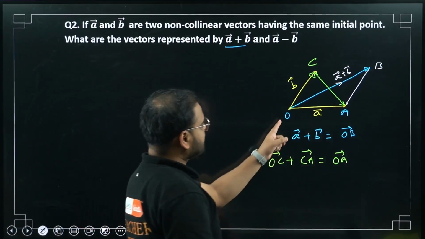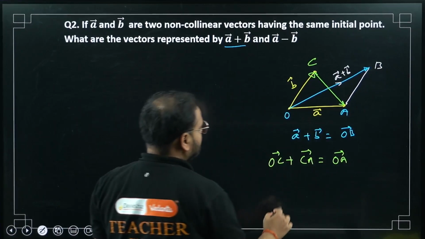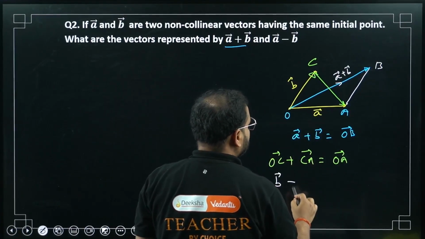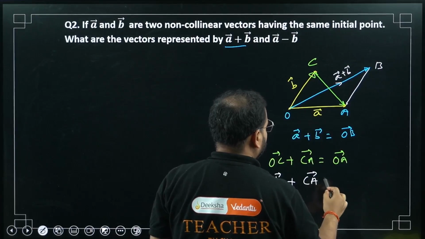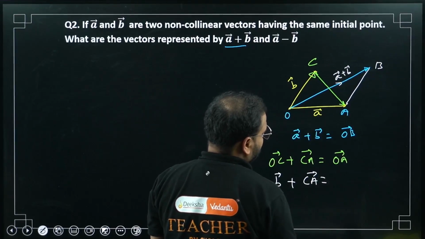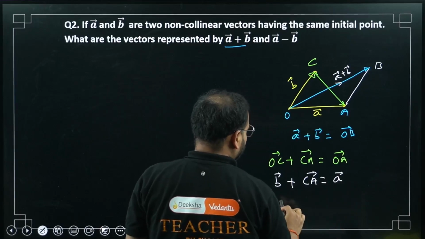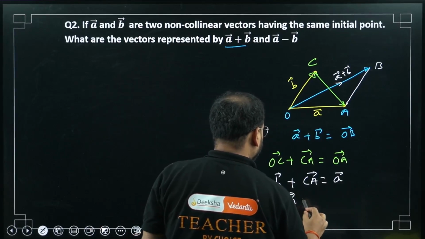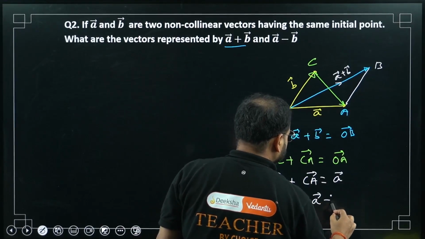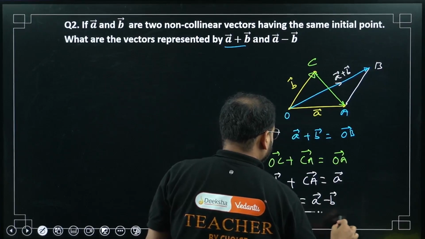Okay, now let's look at the second part. OC. What is OC? Simply vector B. What is CA? Unknown. Please check. What is OA going to be? OA is going to be vector A. Bring B on that side. It will become CA equals vector A minus vector B. Isn't that what they were asking?